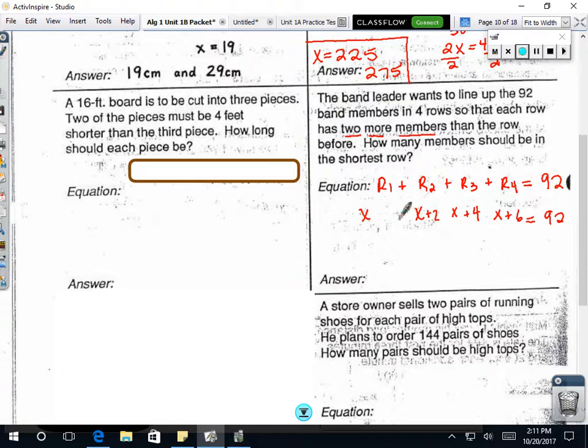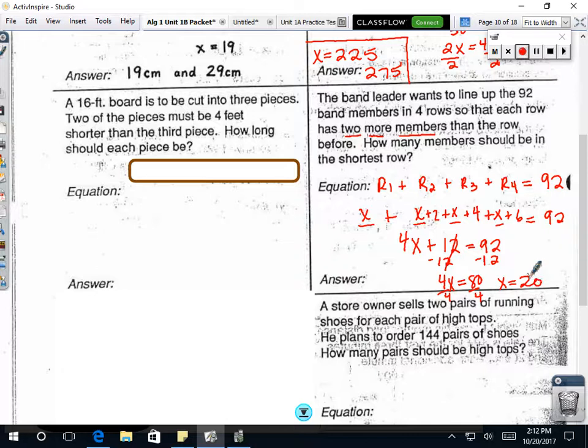Now remember, when you add them all up, it equals up to 92. So combine like terms, and what do you get? 4X. Look, X, X, X, X is 4 X's, and then your constants combine to 12. There's no 1. This is just an X. Okay, now we subtract the 12 because we're doing inverse operations so that we can isolate the X. And now you have 4X equals 80, and so yes, you divide by the 4, and so X equals 20.